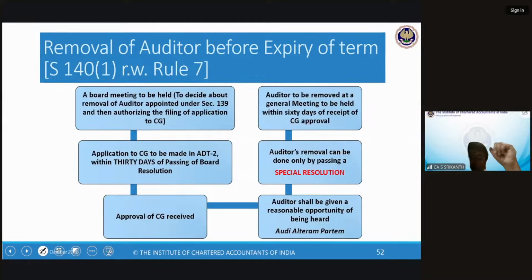Which means the central government, in this case the regional director, hearing this matter is in a quasi-judicial position. He has to hear both the parties. Audi alteram partem means hear the other party. Just because the company came to you with an application, you can't approve the removal. You call the auditor and give him a reasonable opportunity of being heard, and he will put everything in writing and file.